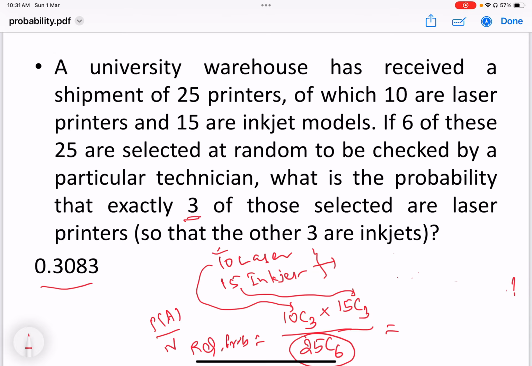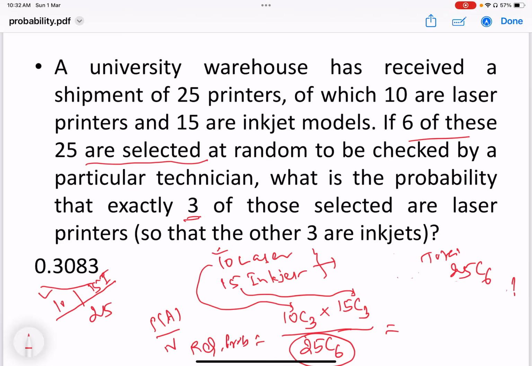Next, a university warehouse has received a shipment of 25 printers, of which 10 are laser printers and 15 are inkjet models. So total 25 printers are there, 10 are laser printers and 15 are inkjet printers. Now, if 6 of these 25 are selected, so total number of selections is 6 out of 25. So it is 25C6, that you studied in your 11-12 standard combinations.